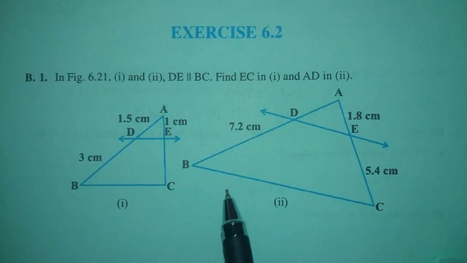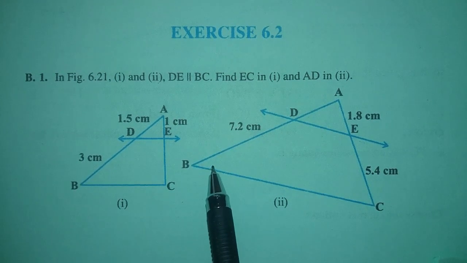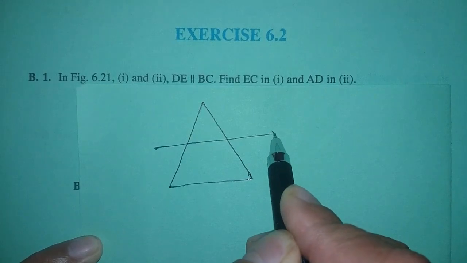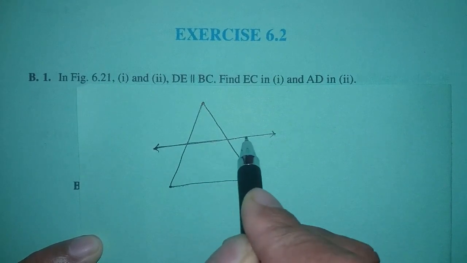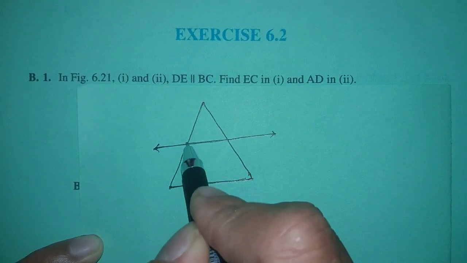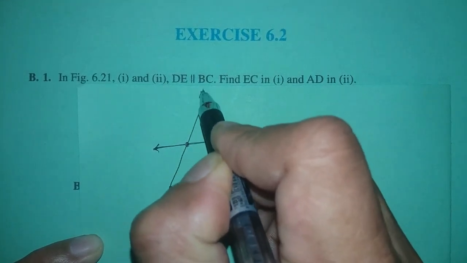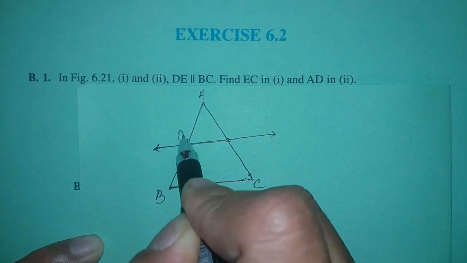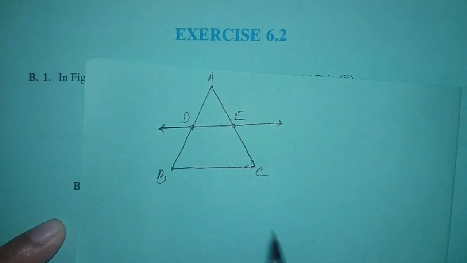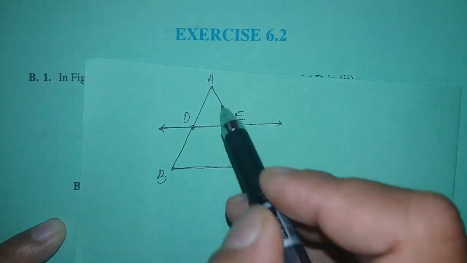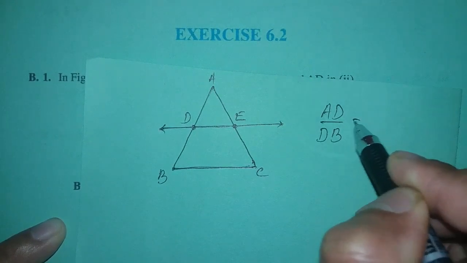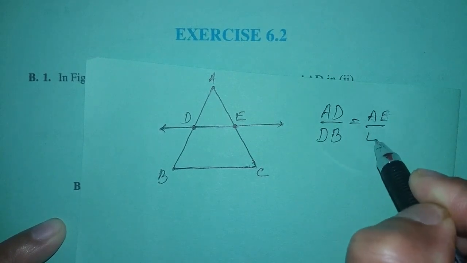In this exercise, we will apply the basic proportionality theorem. The theorem says if a line is drawn parallel to one side of the triangle, here I am drawing a line parallel to this side, and this line is intersecting the other two sides at two distinct points here and here. Let's say this is ABC. Then the other two sides are divided in the same ratio, which is AD by DB is equal to AE by EC.